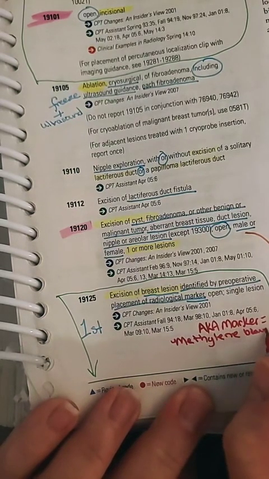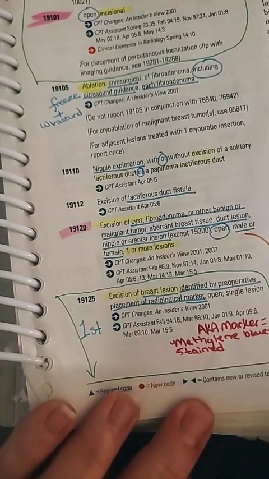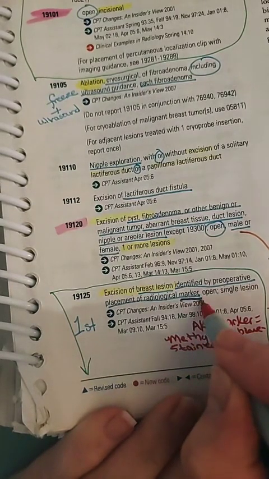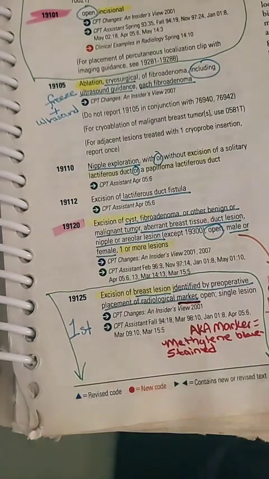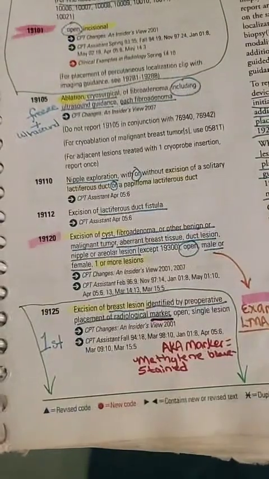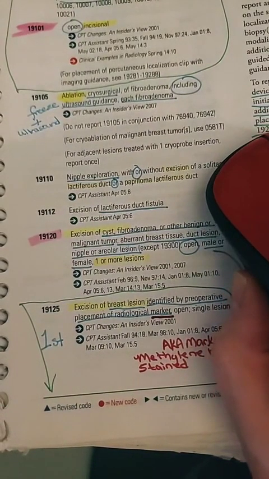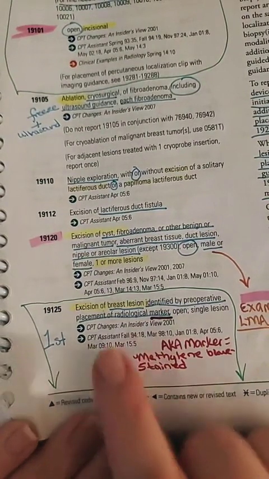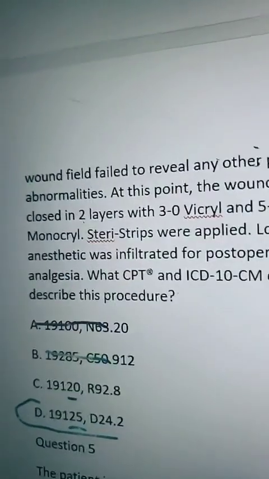blue stained. So our word marker is going to be called that methylene thing. For that particular question, we know D ends up being our answer for this one. And we now can state that when they're talking about the breast lesions, they might use a methylene blue stain that is a marker for these types of questions.